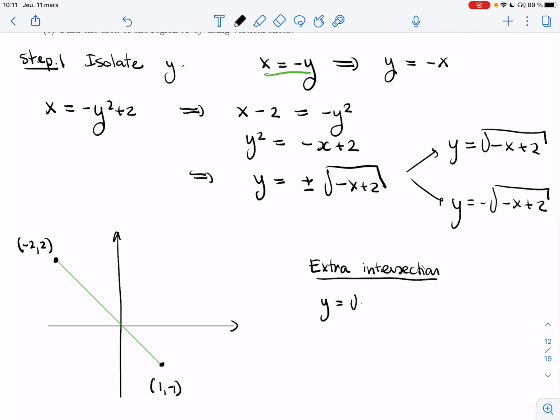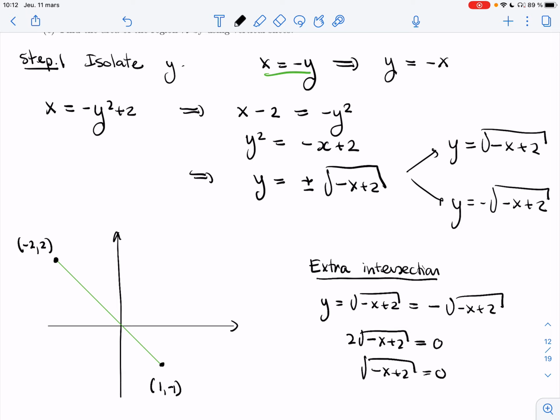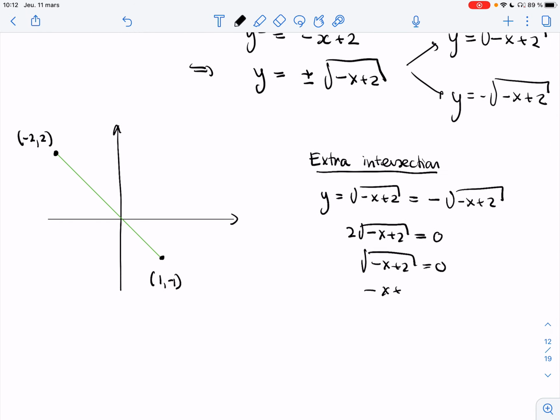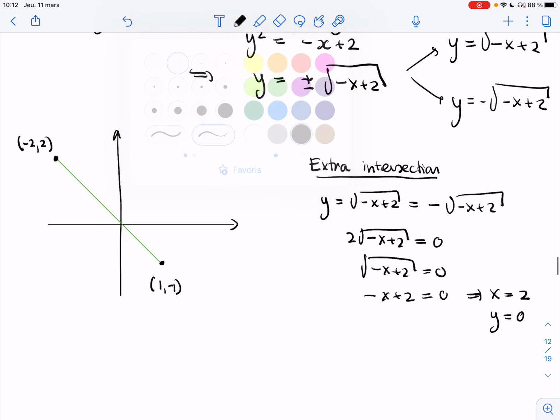So I could have square root of minus x plus 2 equals minus square root of minus x plus 2. And so that would mean that 2 root of minus x plus 2 is 0. So minus x plus 2 is 0. If I square, I'm getting x equals 2, and at x equals 2, my y is going to be 0. So I have a new intersection point at 2, 0.